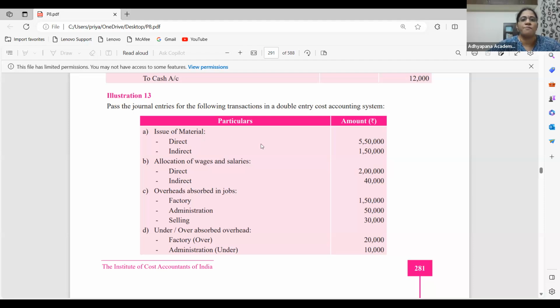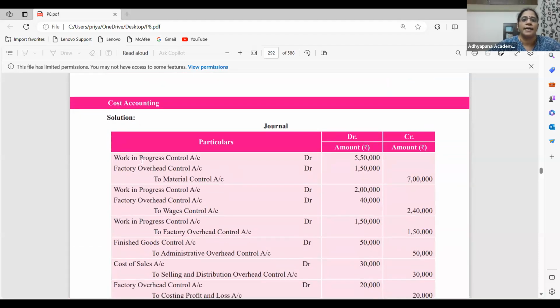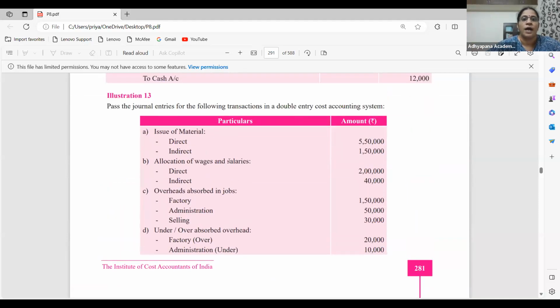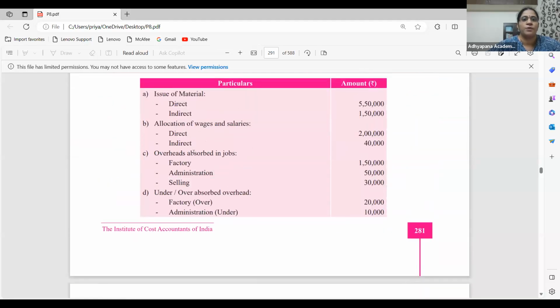Issue of material, direct material and indirect material. When you are issuing, direct material will be WIP control. Indirect material will be factory overhead control. WIP control, factory overhead control to material control. Allocation of wages. Direct wages will be WIP control. Indirect wages will be factory overhead control. So WIP control, factory overhead control to wages control.